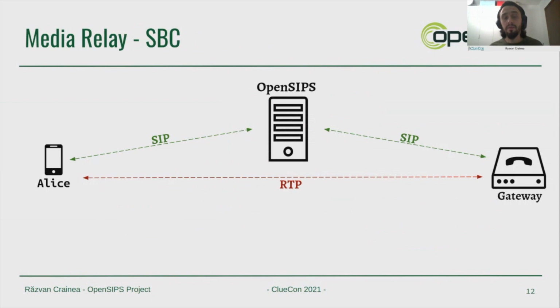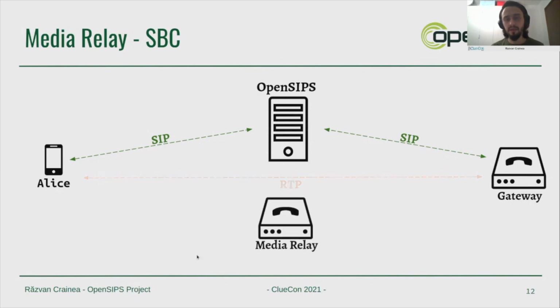It might be helpful also in an SBC scenario where you have customers on one side and gateways on the other. You probably don't want the gateways to see the IP of your customer, right? In order to fix that, you set up a media relay, and then it will act as a man in the middle. Therefore, the gateway will only see the IP of the media relay, and Alice will only see the IP of the media relay. Again, this is a very commonly used scenario for media relays.